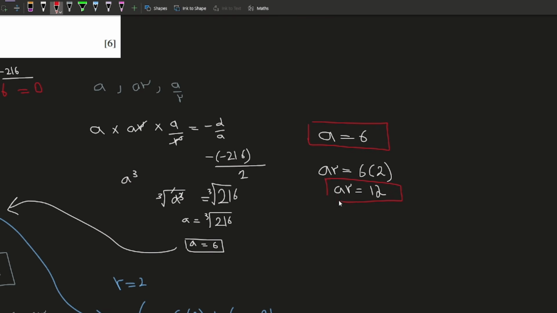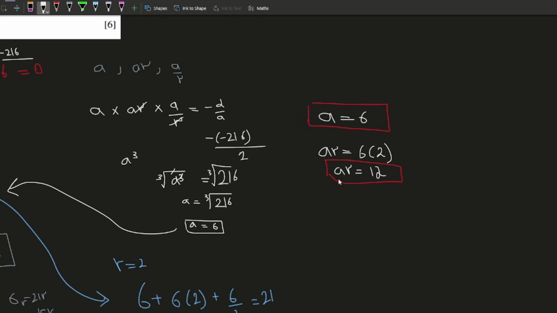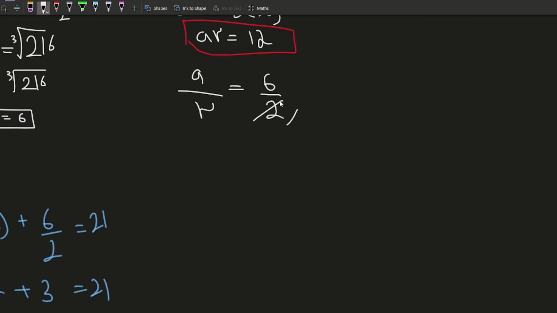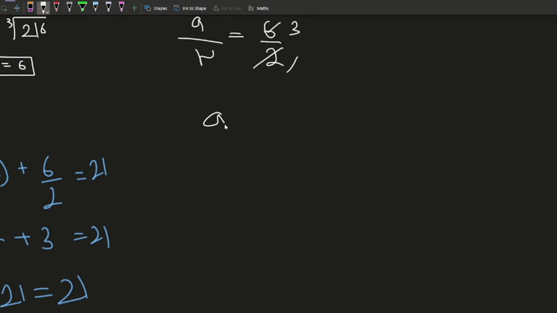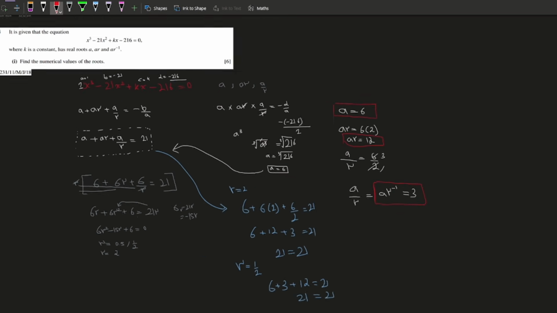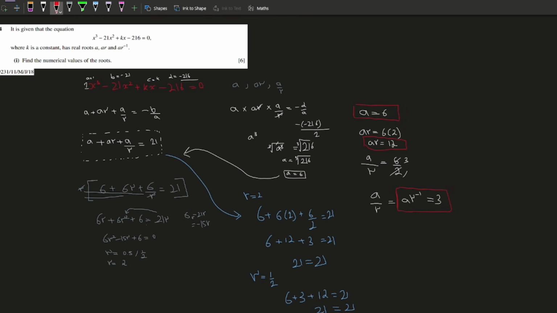Let me just make a square with red. Now a over r. The value of a is 6, r is 2. We can also input 0.5, and we will still get the same answer, 1 and 3. So a over r, or ar to the power minus 1, is equal to 3. This is our third answer, and we have solved this equation. This is literally free 6 marks. It just requires you to manipulate the roots using Vieta's formula.